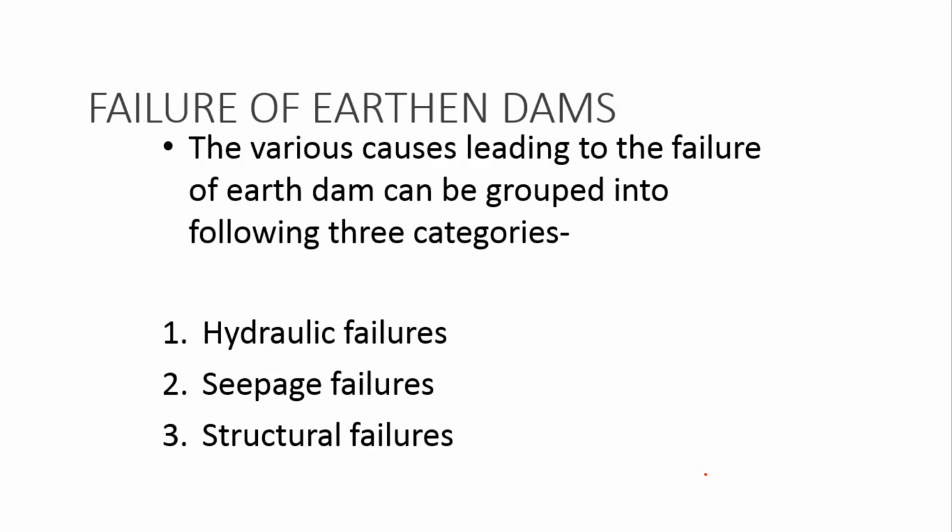Okay. Next, the various causes leading to the failure of dams can be grouped in the following three categories. Generally, it is having three categories: one is hydraulic failures, then seepage failures, and structural failures. You know structural failure, like wave action, load actions. And seepage is nothing but saturation.